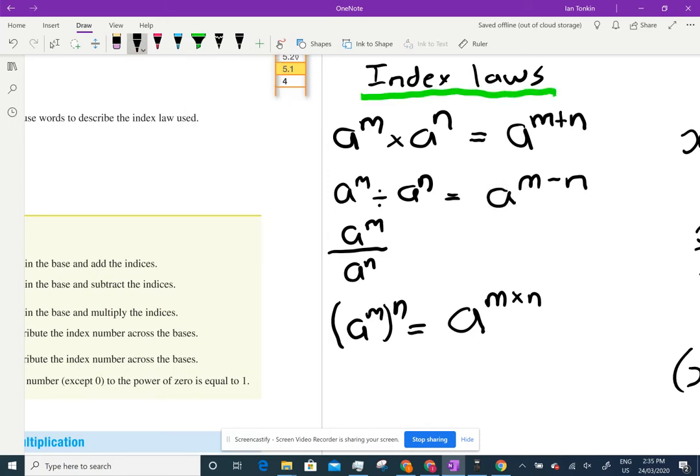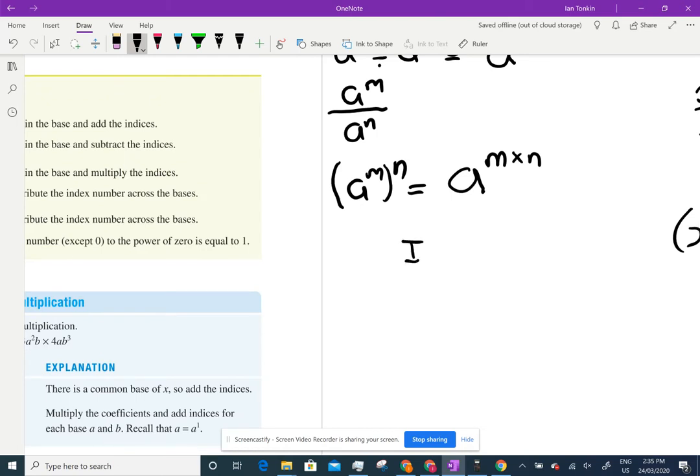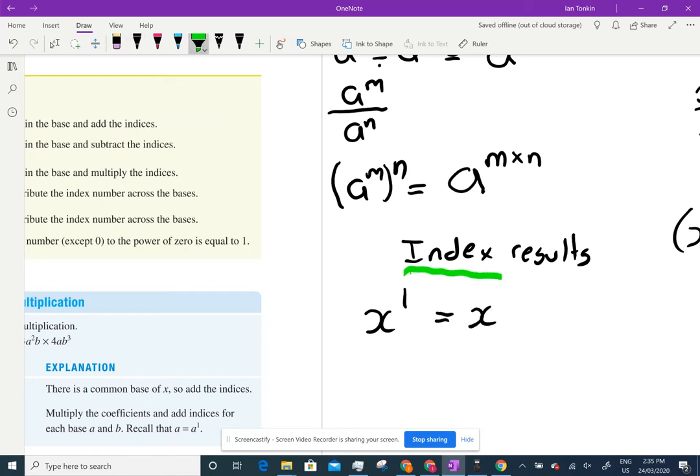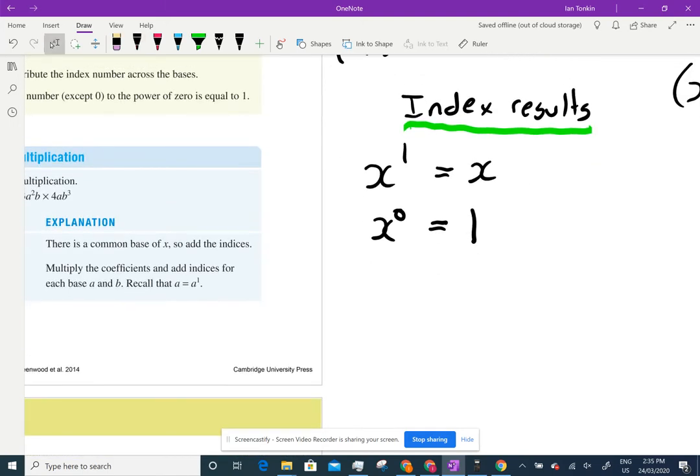But we also have some index results. So these are things that happen when we have certain powers. So our index results are, if we have x to the power of 1, well, that's just x. That's pretty obvious. Index results. And if we have x to the power of 0, well, that's 1. 0 to the power of anything, well, that's 0.